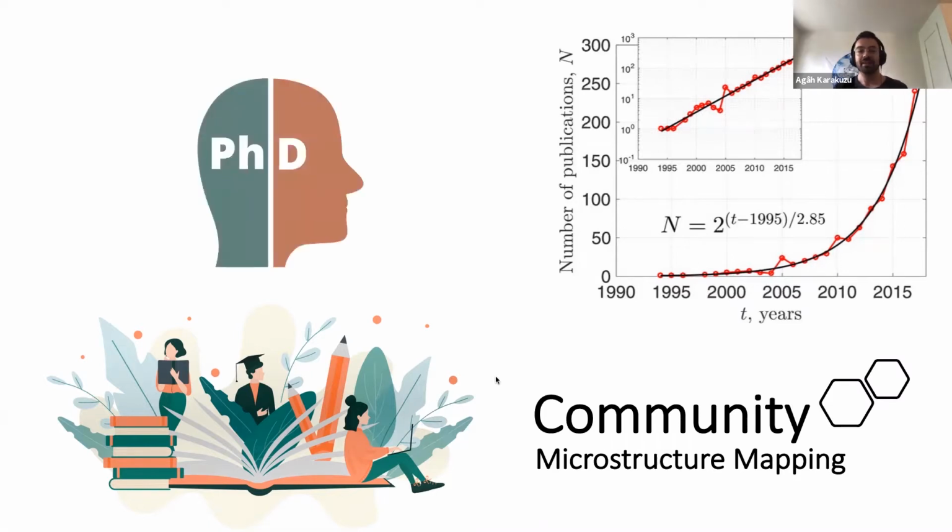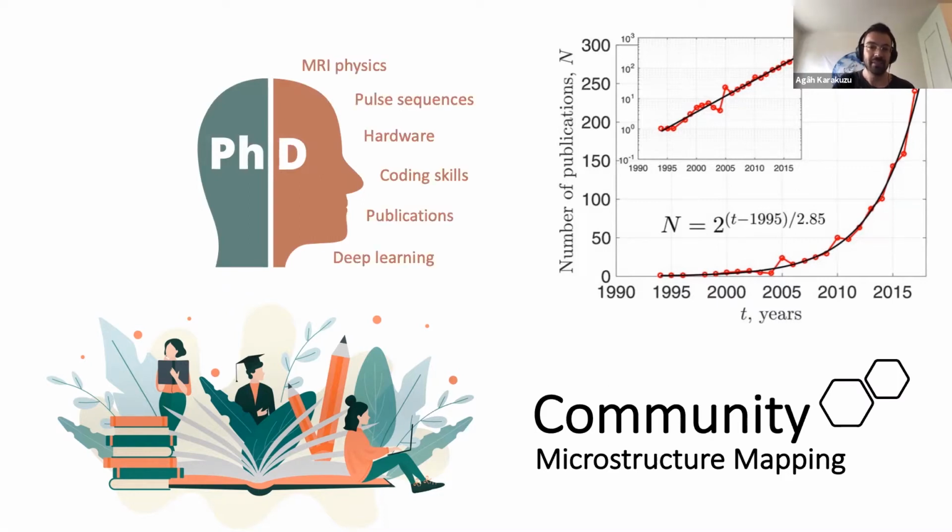And as a PhD student, this is how I split the requirements in my mind. There are various technical challenges that lie in front of us, and we need to learn about MRI physics and how pulse sequences and MRI hardware relate to it. Then we need to develop some coding skills in several programming languages. We need to read and write papers and sometimes catch up with the trends such as deep learning.